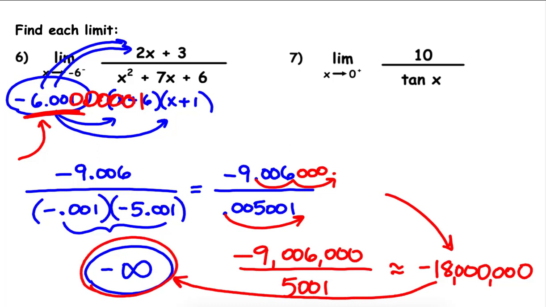And that is the limit. Remember, the limit's what you're approaching. It's not what actually happens when you get there, because you can't get to negative 6. You're not allowed to plug it in. You'd be dividing by 0.